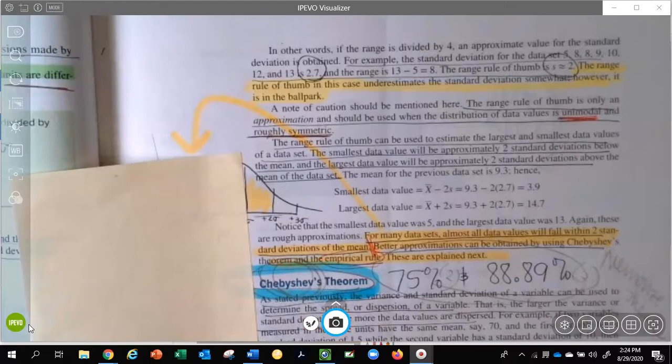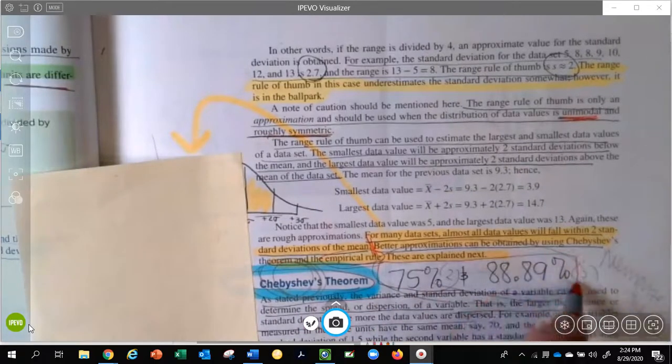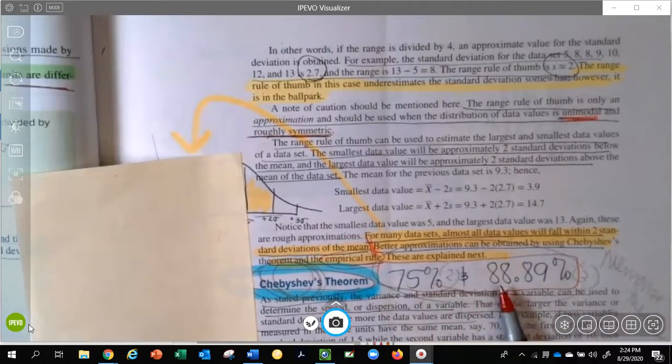His theorem. You need to memorize these 2 numbers, 75% and 88.89%. You need to see my notes. You need to memorize these. This first one, well, let me just read and not jump the gun here.